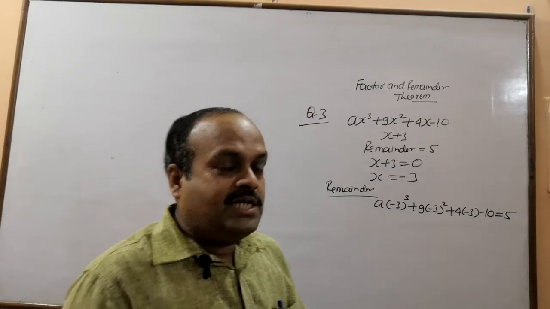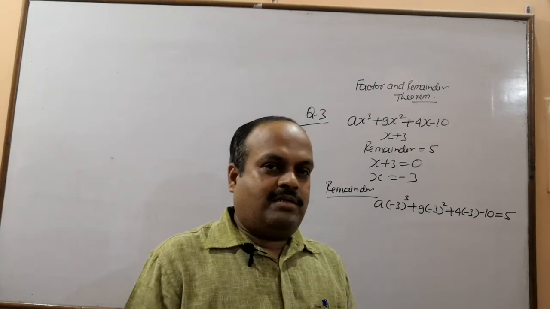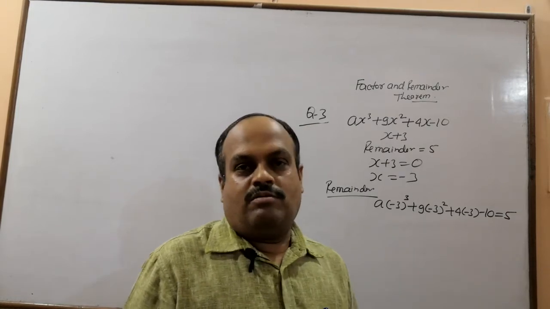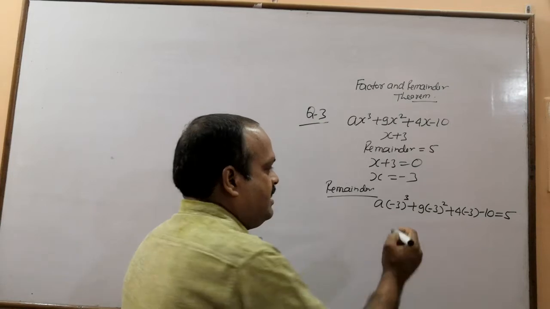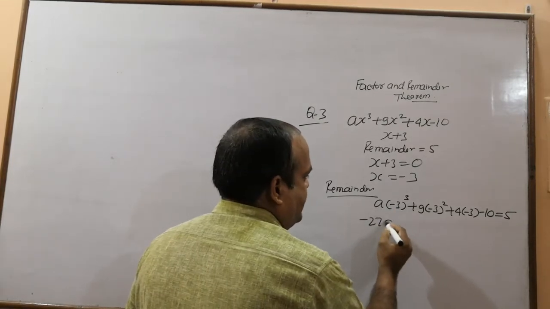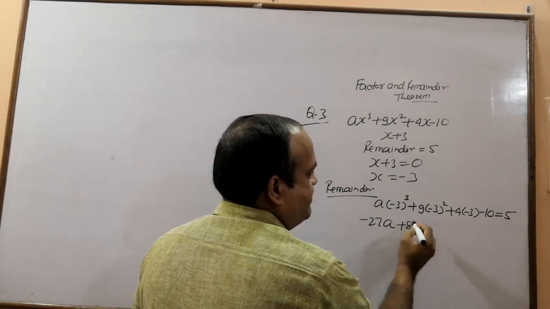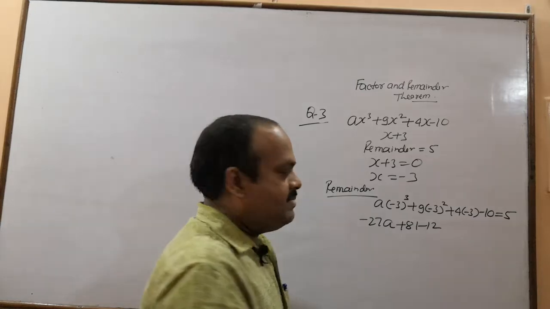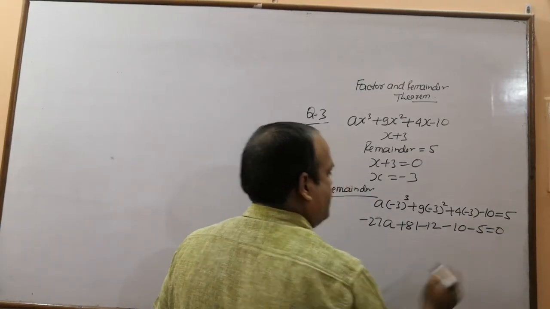So let us now simplify this equation in one variable to get the value of a, and for that you need to be expert in algebra. Those who are not expert in algebra won't be able to get the value of a. So this becomes minus 27a, this becomes 3 3s are 9, plus 81, plus into minus, when we do multiplication, minus 12 minus 10 minus 5 equals 0.